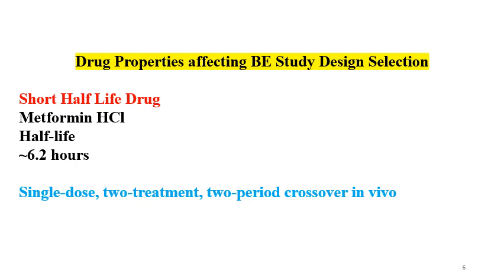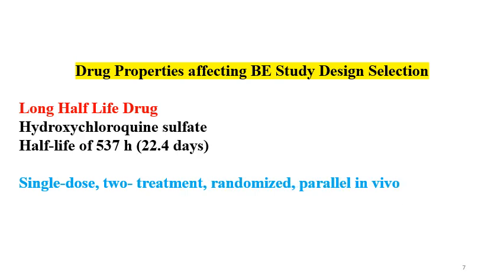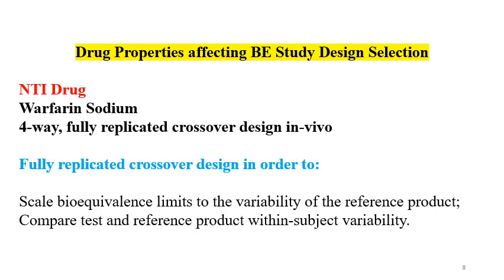Now we will see the examples. Metformin hydrochloride is a drug with a short half-life of around 6 hours. It is not a narrow therapeutic index drug. So directly a single dose, 2 treatment, 2 period crossover design can be taken for in vivo BE study. Now for a long half-life drug, an example is hydroxychloroquine sulfate. Half-life is around 22 days. So for this, parallel design will be selected. So for hydroxychloroquine sulfate, a single dose, 2 treatment, randomized parallel in vivo BE study design is selected.